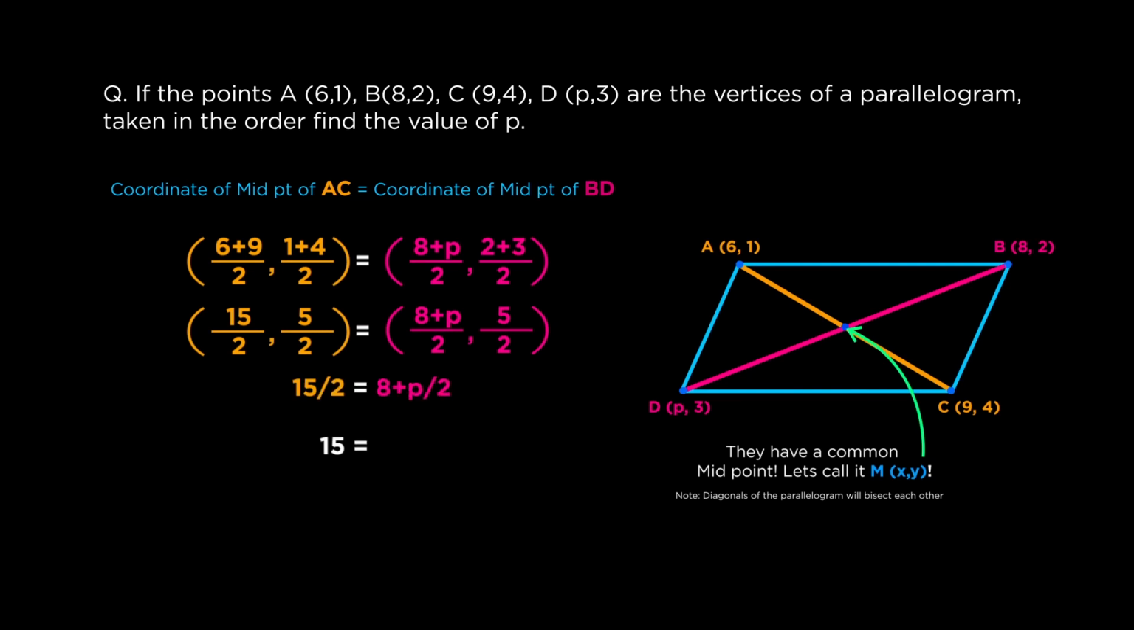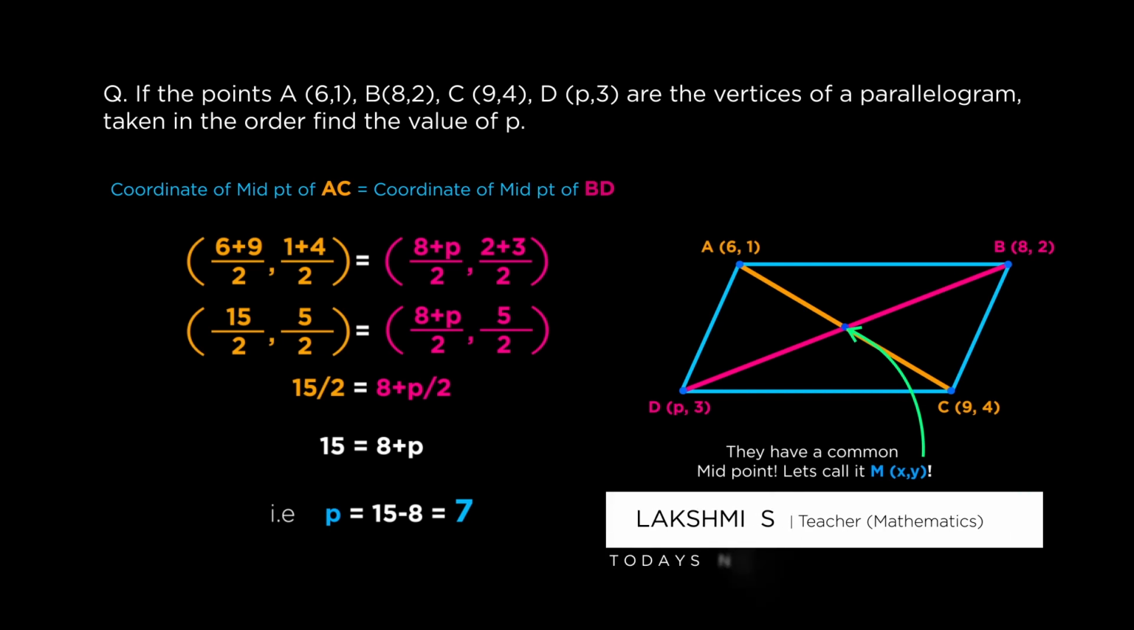So this is how we are going to find the value of p. 15 by 2 is equated to 8 plus p by 2. Both the 2s in the denominators get cancelled, and thus you get 15 equals 8 plus p. That is, p equals 15 minus 8. Thus the value of p is 7. Here we have used the properties of a parallelogram in order to find the unknown coordinate. Similarly, you can try out the other problems as well. I hope it's clear. Thank you.